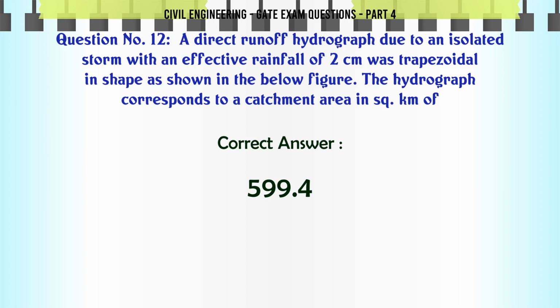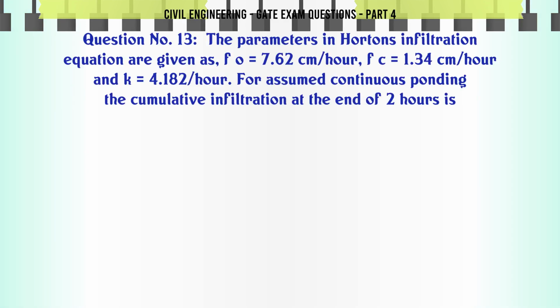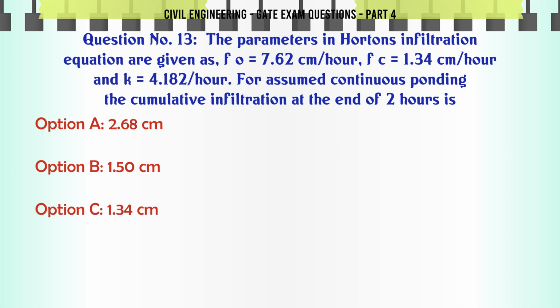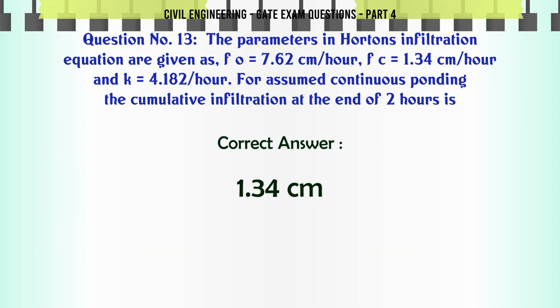The correct answer is 599.4. The parameters in Horton's infiltration equation are given as f0 7.62 cm/hr, fc 1.34 cm/hr, and K 4.182/hr. For assumed continuous ponding, the cumulative infiltration at the end of 2 hours is A. 2.68 cm, B. 1.50 cm, C. 1.34 cm, D. 4.18 cm. The correct answer is 1.34 cm.